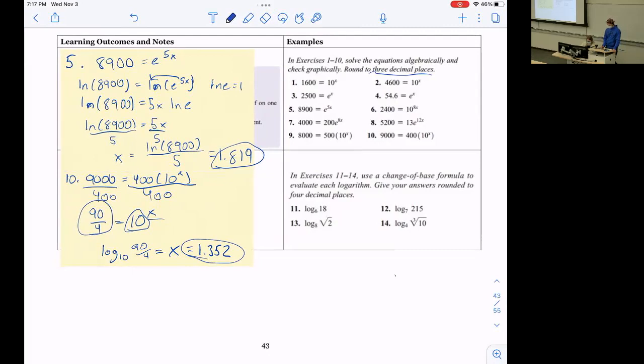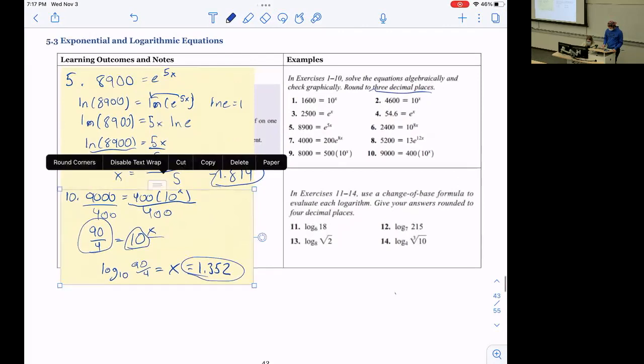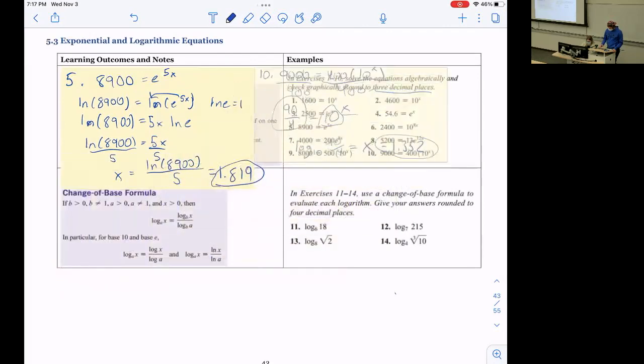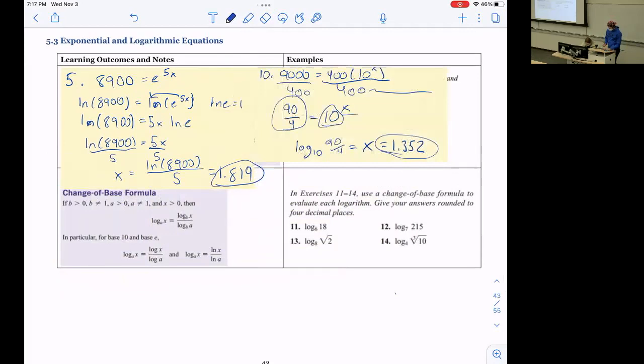Any questions there? All right. How about 11 through 14 using the change of base formula? I'm going to move number 10 up here. That way we can see what our change of base formula is. So number 11, right? We have log base 6 of 18. And we want to use the change of base formula to evaluate each logarithm.